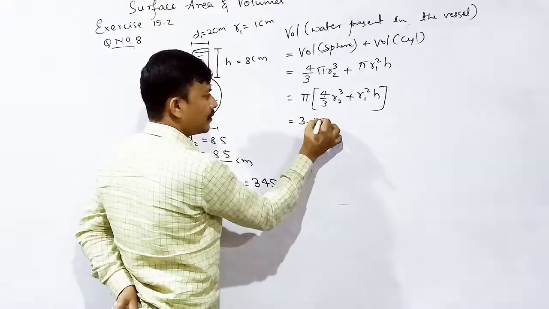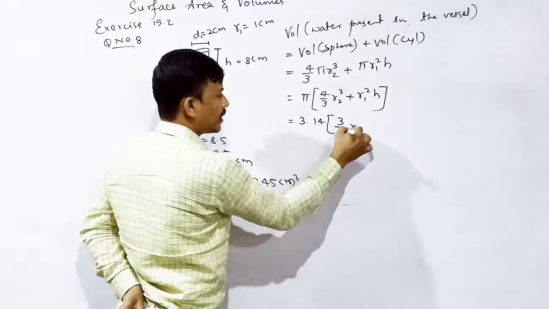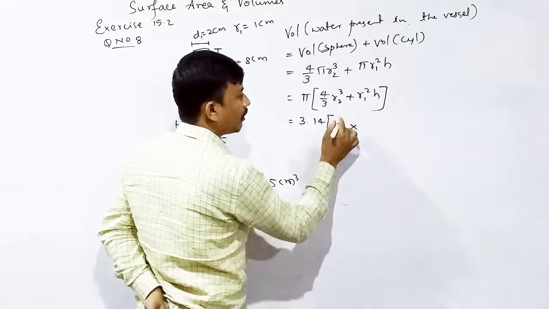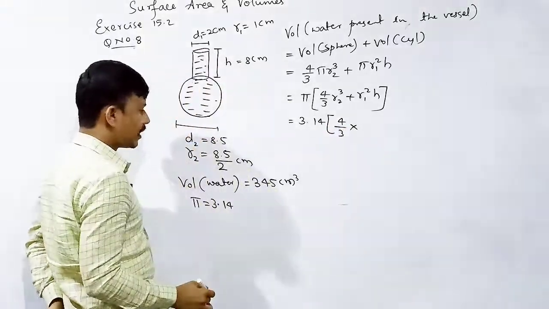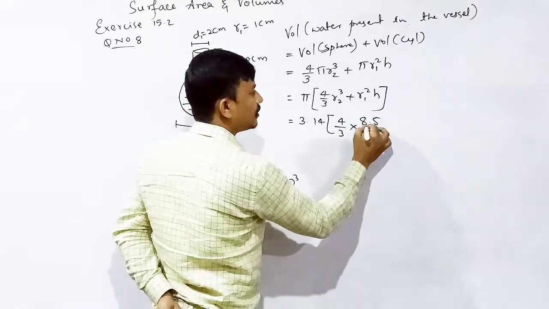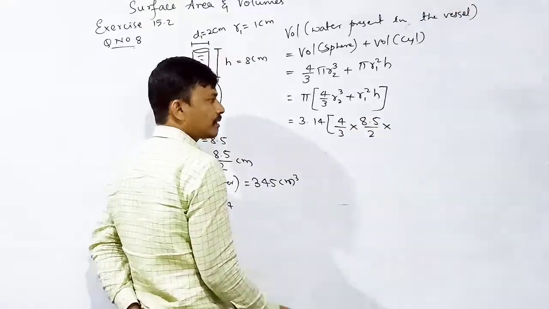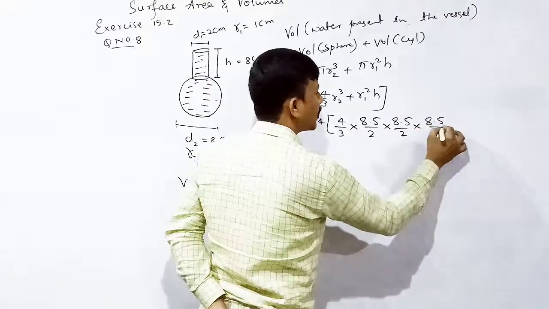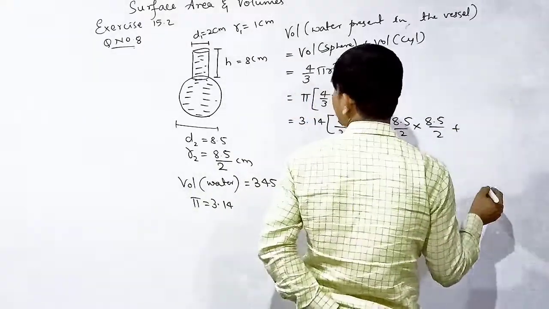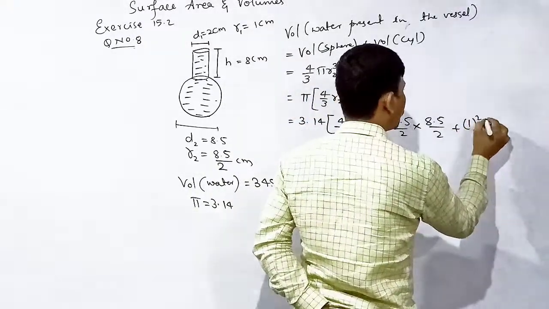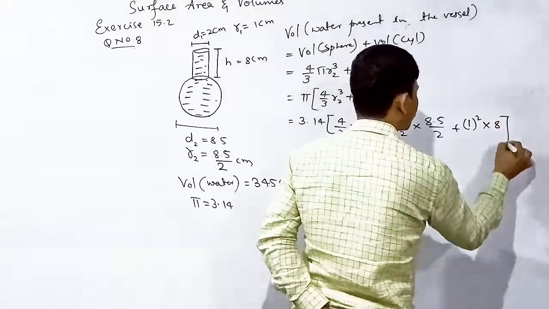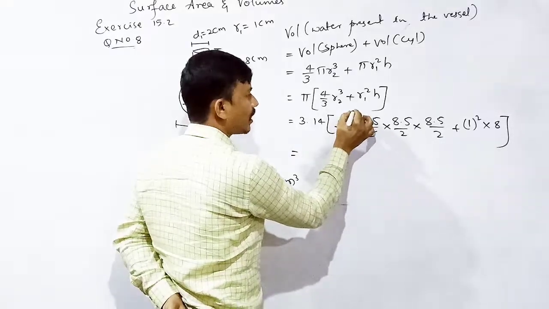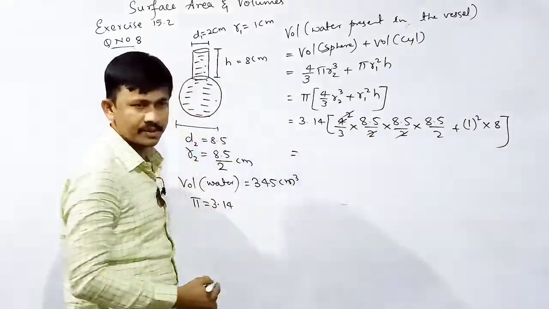What is the pi value? 3.14. What is the R2 value? 4 by 3. What is R2 value? 8.5 divided by 2, how many times? 2 times. 8.5 divided by 2 into 8.5 divided by 2, plus what is the R1 value? 1 centimeter. What is the height? 8. 2 ones are 2, 2 twos are 4, the 2 cancel.